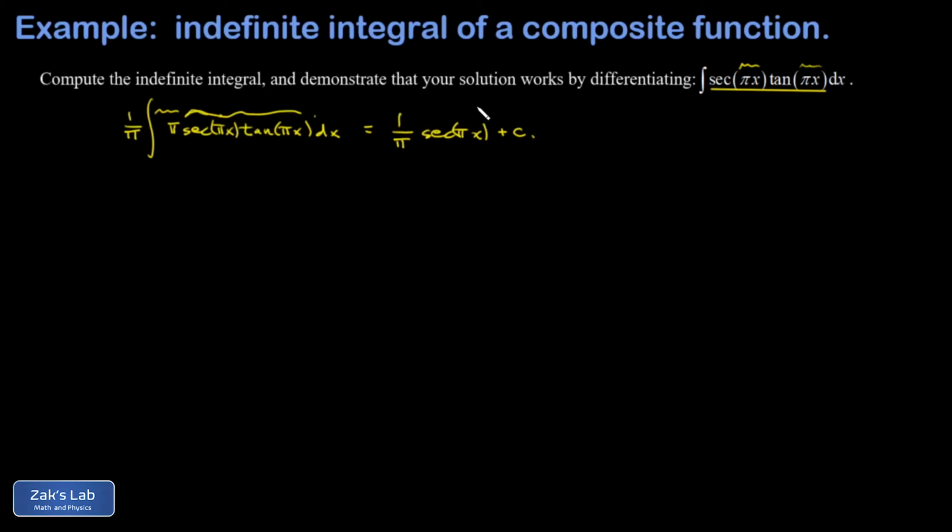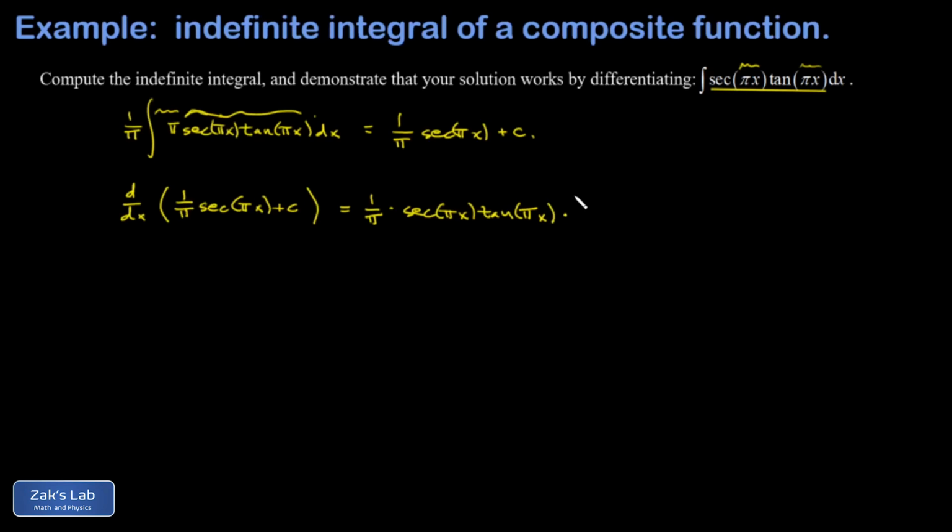Now, because this method is informal, we're also asked to demonstrate that the solution works by using the derivative. And of course, when we apply the derivative here, the derivative of the constant c is 0. And then I have a 1 over pi multiplying the derivative of secant pi x, which again is secant pi x tangent pi x. That's differentiating with respect to the argument of the secant function.